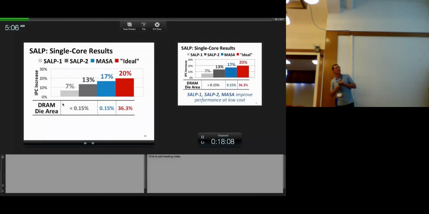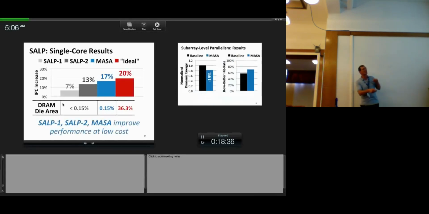So what is the cost of having more banks? If you actually increase the number of banks by 8 times, you get 36.3% area overhead, according to our calculations. And this comes because you need to replicate the peripheral circuitry for each bank, which is the address decoders, as well as the other circuitry that you need to drive data out of each bank. Whereas with subarrays, you don't need to replicate that circuitry. We're just reducing the sharing of the global structures, and that adds some overhead, of course.